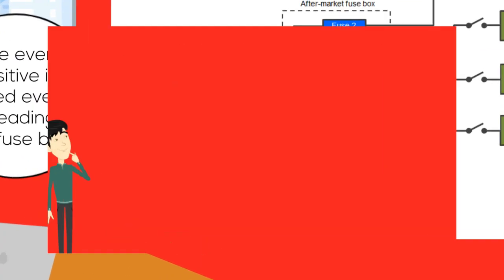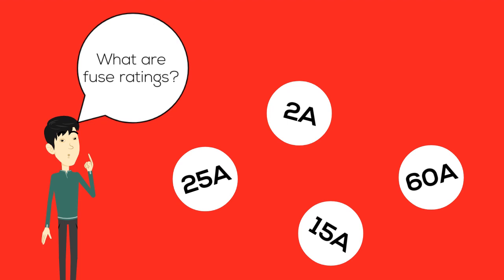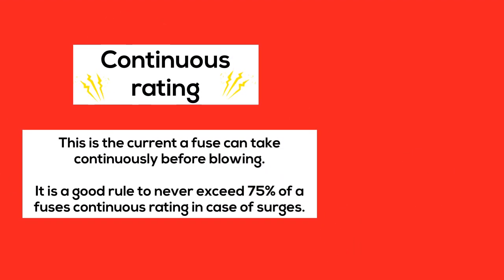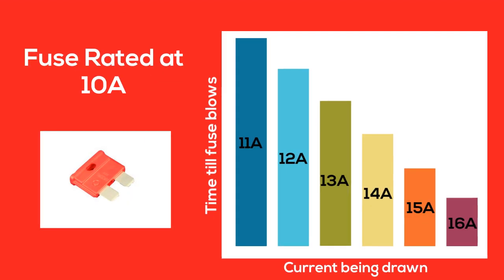So what are fuse ratings? They are the number of amps a fuse can take continuously before blowing. So when will my fuse blow? A fuse will blow based on a time to current chart, meaning the more current it is exposed to over the rating, the less time it will take to blow.